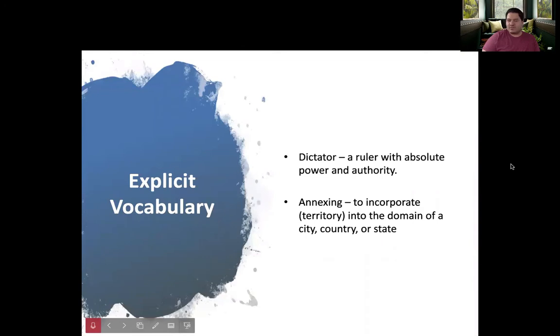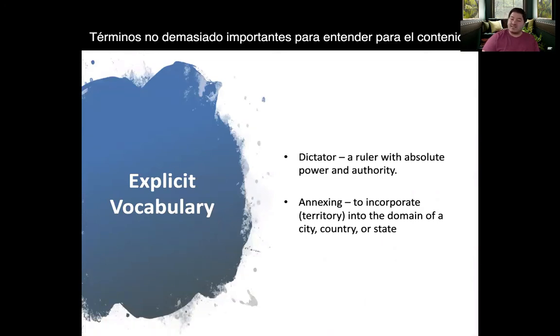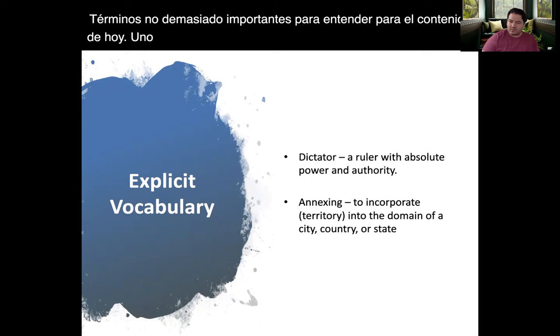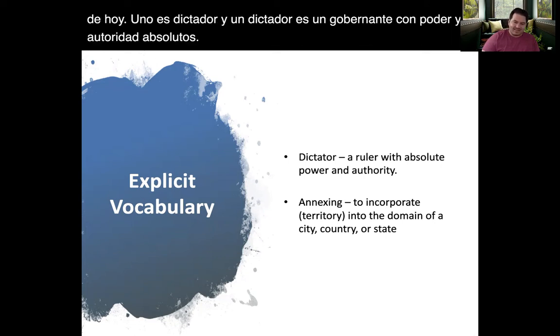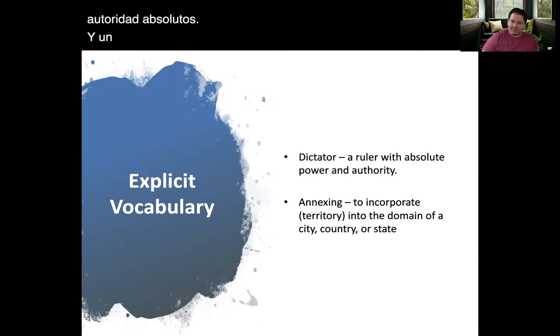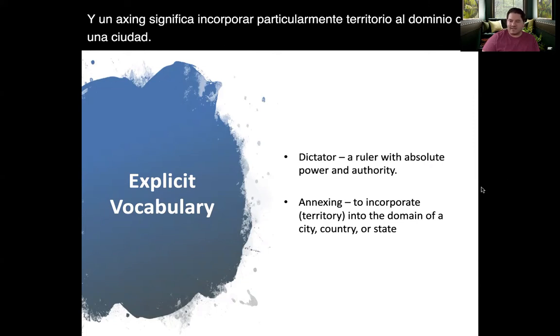Two important terms to understand for today's content. One is a dictator, and a dictator is a ruler with absolute power and authority. And annexing. Annexing means to incorporate, particularly a territory, into the domain of a city, a country, or a state.